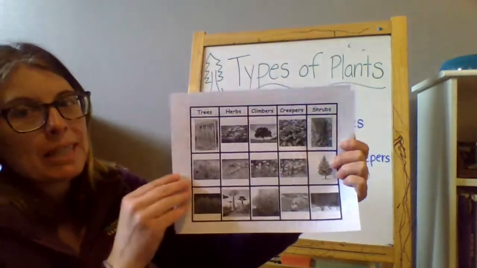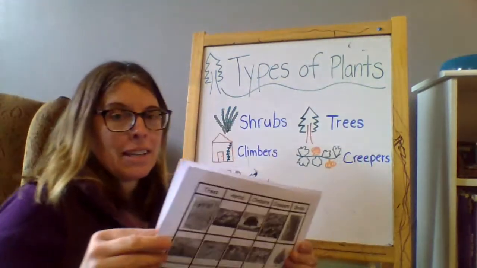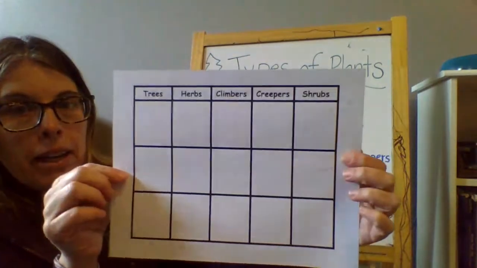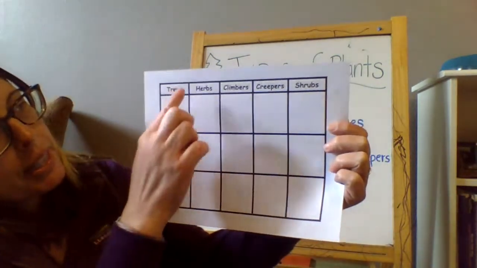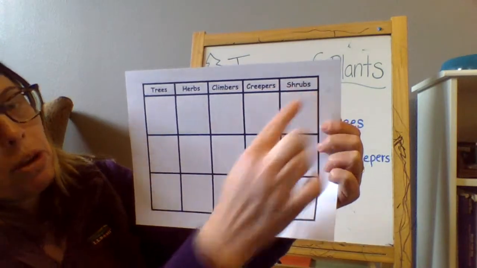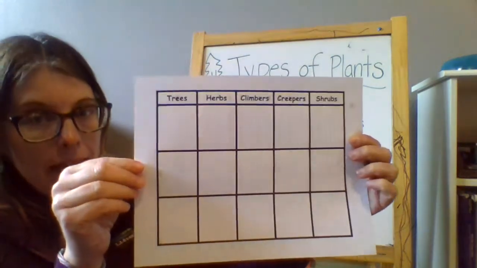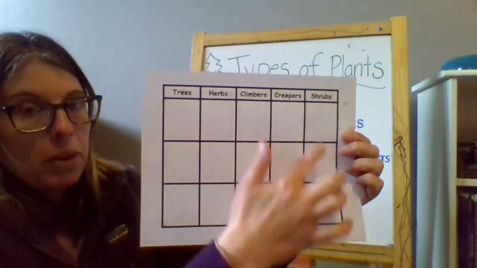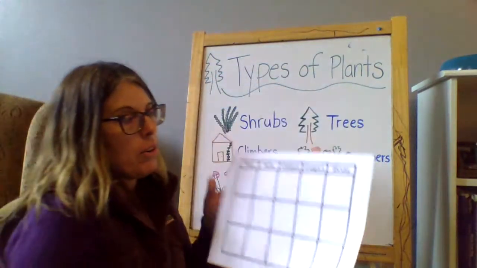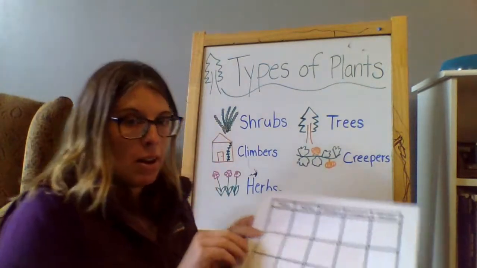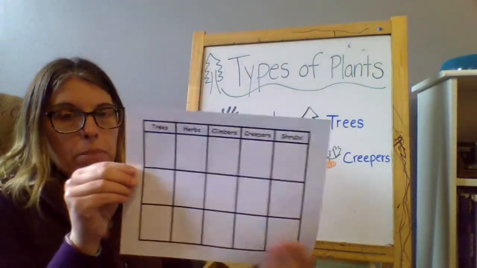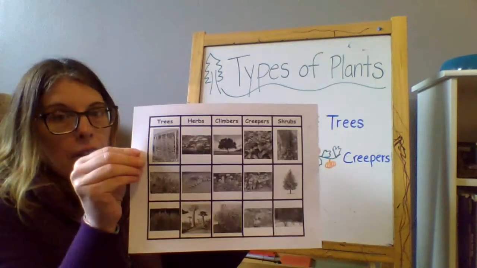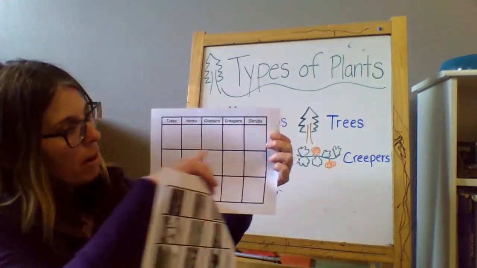They're all mixed up. And so what we need to do is sort them out so they're not all mixed up. Here's one that's blank, right? Trees, herbs, climbers, creepers, shrubs. So that one is blank, and there's space where we can put the pictures. So now you have 2 options today. One option is to use this paper, right? And you're going to cut out these pictures and move them around and sort them out into the different categories.